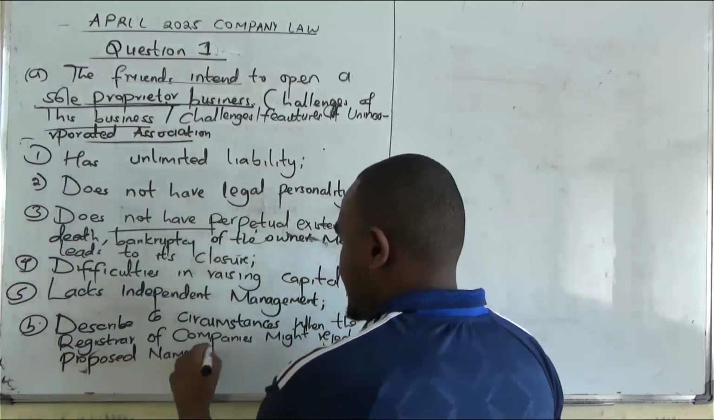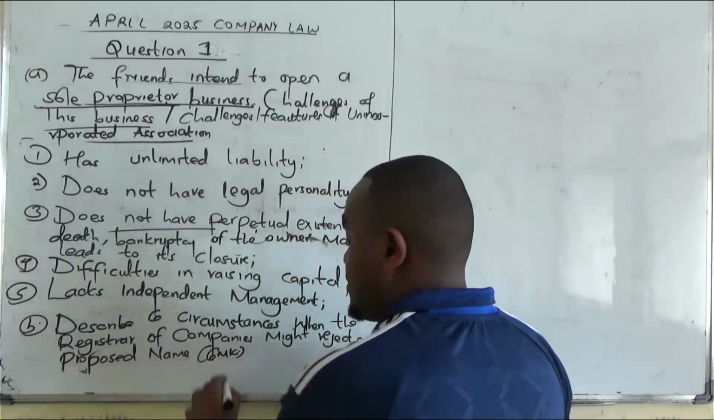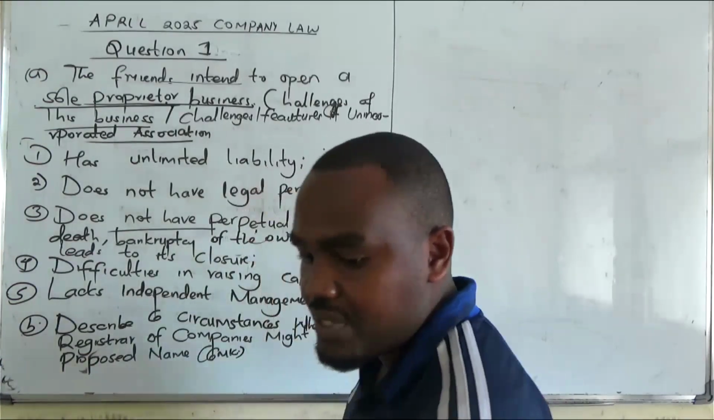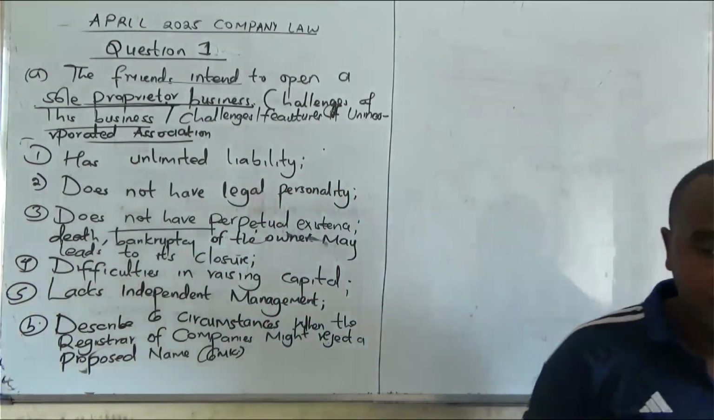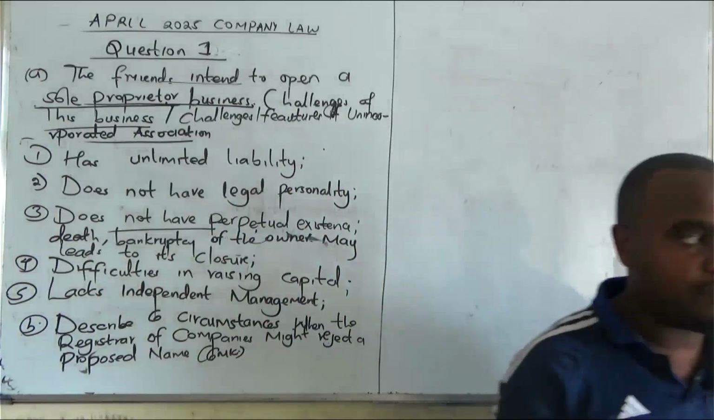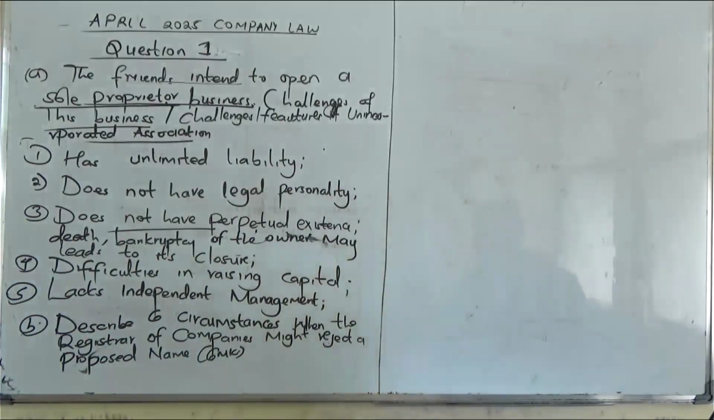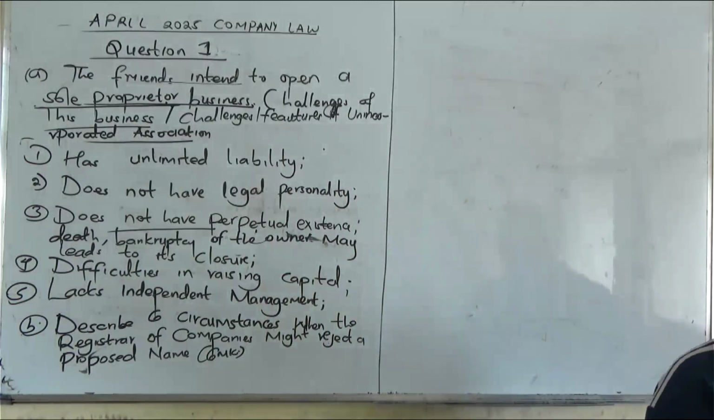How many marks? 6 marks. In our notes, we gave what are the restrictions imposed in the naming of a company? What are the rules governing the naming of a company? Still, we are in our 3 topics. You remember the 3 topics that I have said? You have to have them.